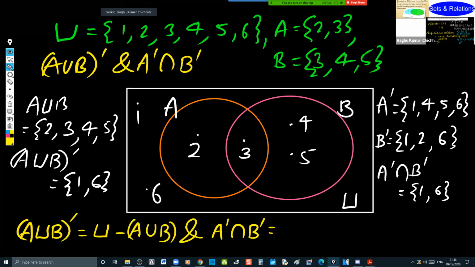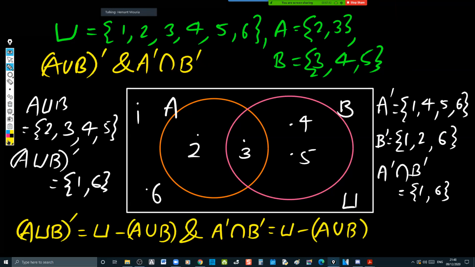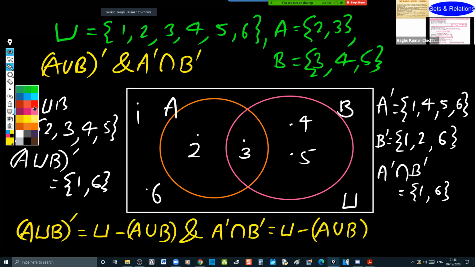That means it is also U minus A union B. Correct or not? You tell me please fast. What I wrote is correct or not? A complement intersection B complement also U minus A union B. Is it right or not, please? Yes, sir.